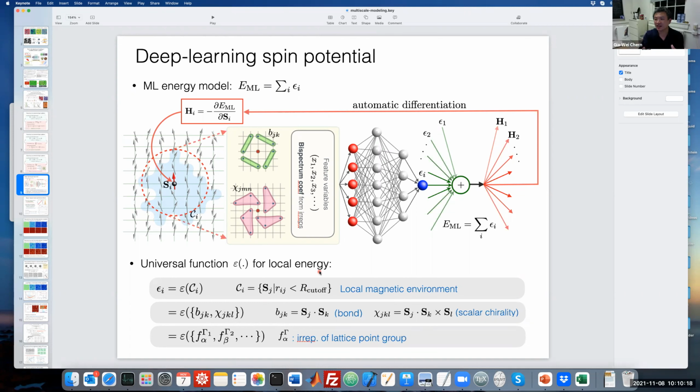So although the magnetic state breaks the symmetry, the Hamiltonian possesses this symmetry. Absolutely, absolutely, yeah.